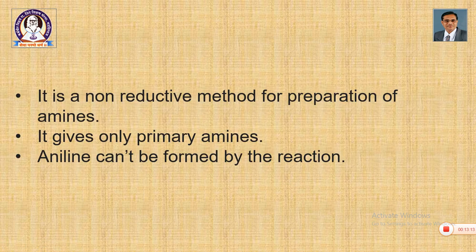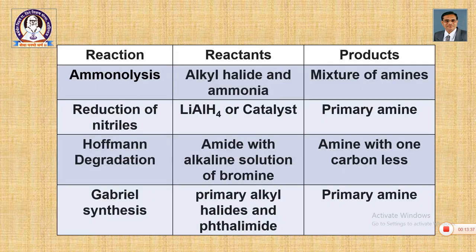It is a non-reductive method for preparation of amines. The rest of the methods are reductive methods. This is a non-reductive method. It gives only primary amines, so no mixture of products is there. But aniline cannot be formed by this reaction. It is the limitation. In this case, aniline cannot be formed, and we get the prominent product primary amine, and this is a non-reductive method.